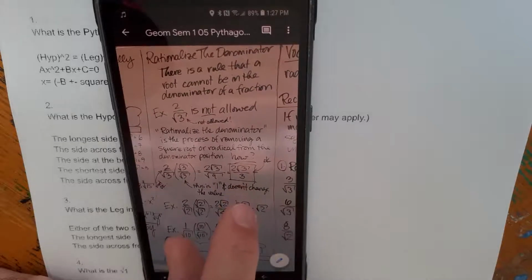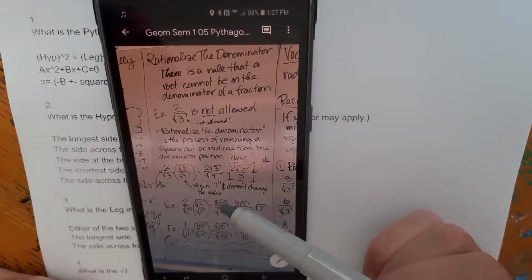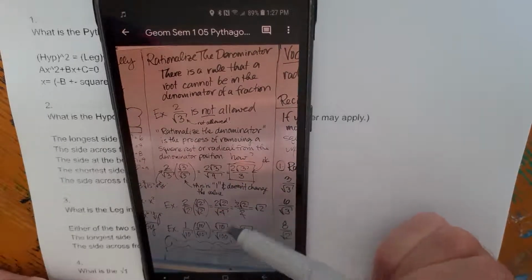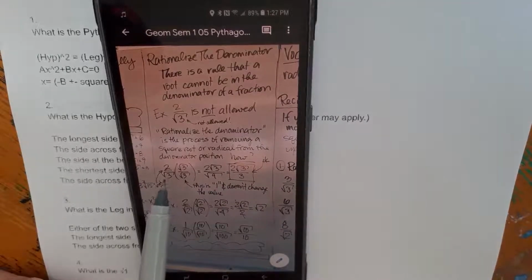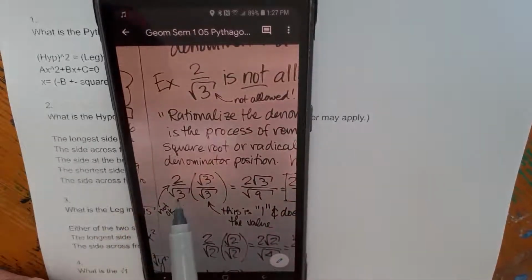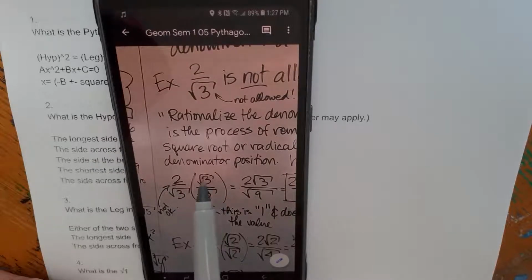Let's see how many of those they give us. Rationalizing the denominator, another huge topic as part of this lesson. We are not allowed to have a radical or square root in the denominator position of a fraction. So if our answer is 2 over square root of 3, we have to do this thing called rationalizing. We multiply this by square root of 3 over square root of 3.